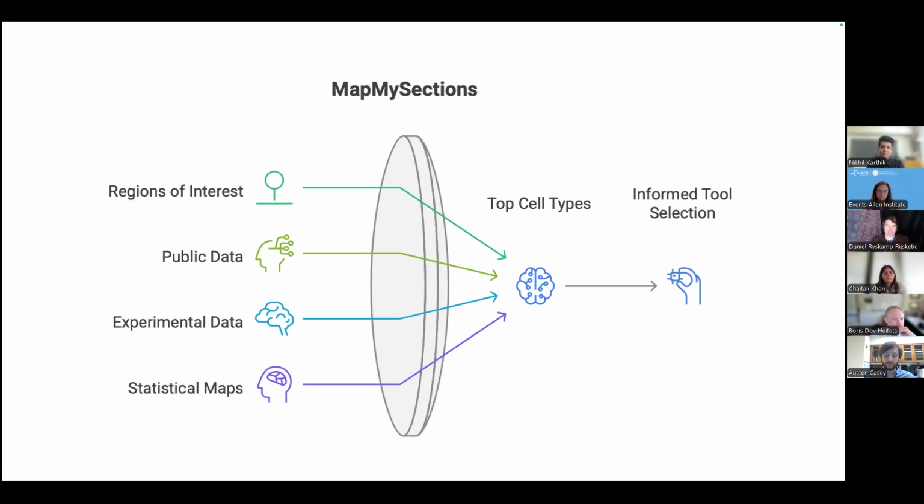and then use that to guide tool selection, whether that's antibodies, enhancer AAVs, or transgenic lines. Our approach supports a variety of data input types. So if people already know a region of interest, they can pretty easily analyze that.